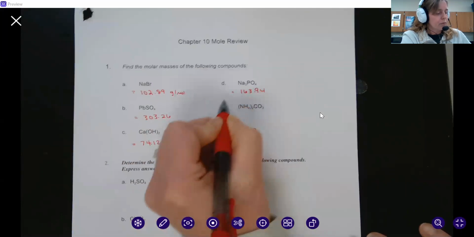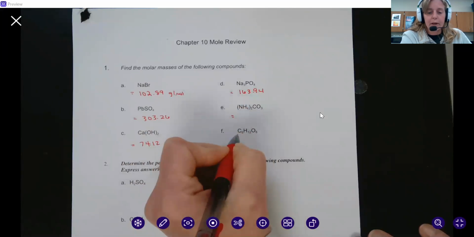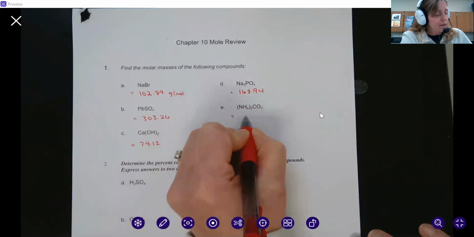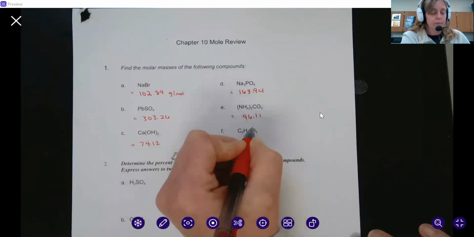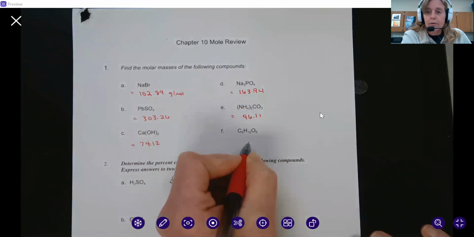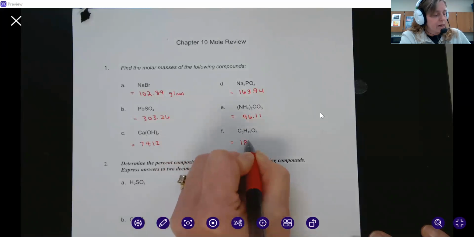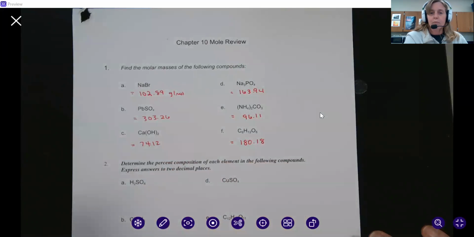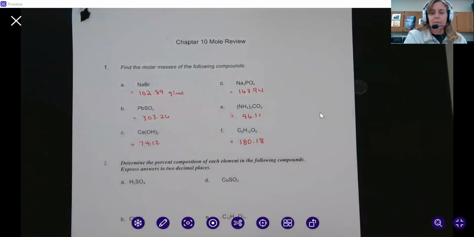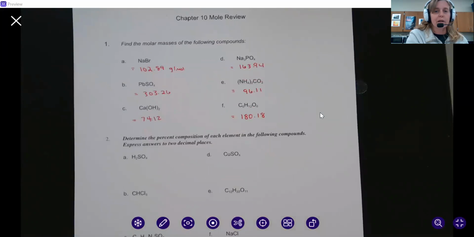Okay, the next one is sodium carbonate. So you have 2 nitrogens, 8 hydrogens, 1 carbon, and 3 oxygens. And they all add together to make 96.11. And lastly, we have glucose, which is C6, 6 carbons, 12 hydrogens, and 6 oxygens, which comes to 180.18 grams per mole. Okay, so there you're just adding up all the atomic masses together to get a total atomic mass value.